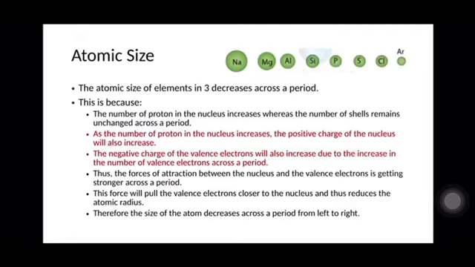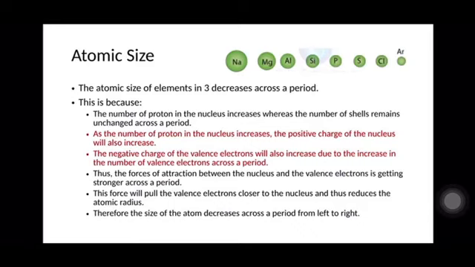Okay, the second one is about the atomic size. So, generally, across a period from left to the right, the atomic size of element will be decreasing. Kenapa ni terjadi? Yang pertama, as we mentioned just now dalam slide sebelum ni, what happened to the number of proton? Number of proton akan meningkat daripada left to the right. So, the number of proton dalam nukleus dia akan increase.